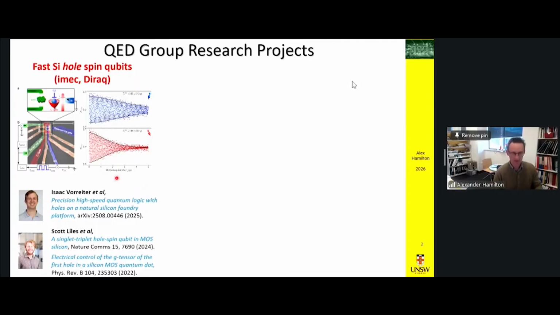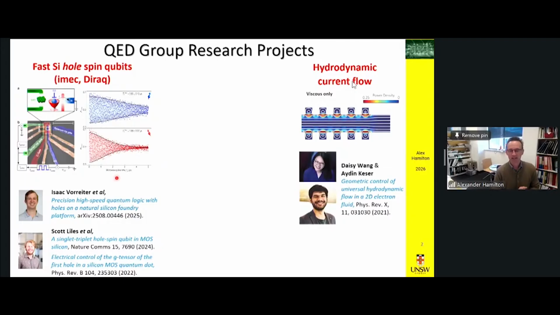Another area we work on is how electricity actually moves in clean materials. It turns out that the approach that we teach undergraduates is incomplete, and there are corrections to that. These corrections can actually be very large. And this is when electricity flows like water. At high school, we teach everyone that electricity is like water. It turns out it actually is. The equations that govern how water flows, which is Navier-Stokes, can actually govern how electricity flows in clean materials. And it turns out to be a very useful probe of a whole bunch of fundamental physics. So that's another project we've got going.